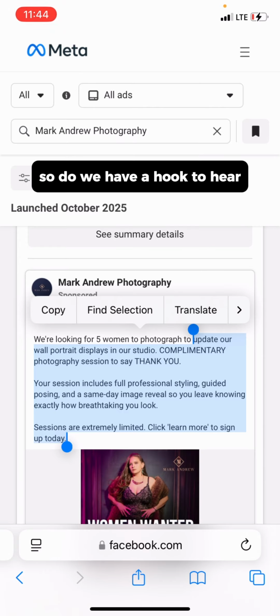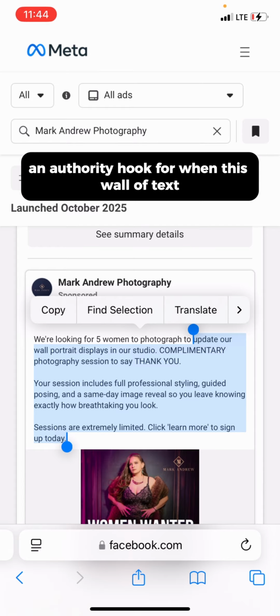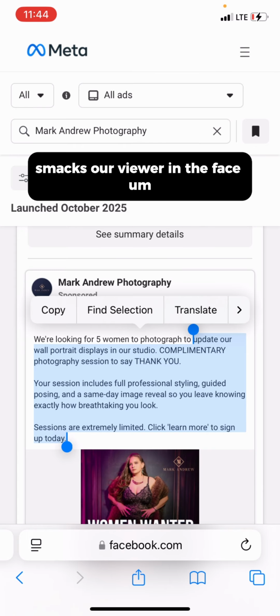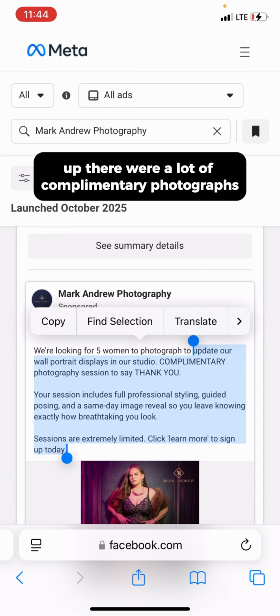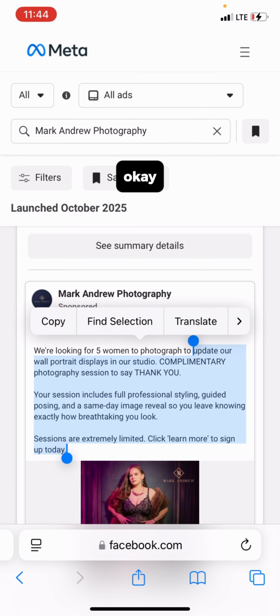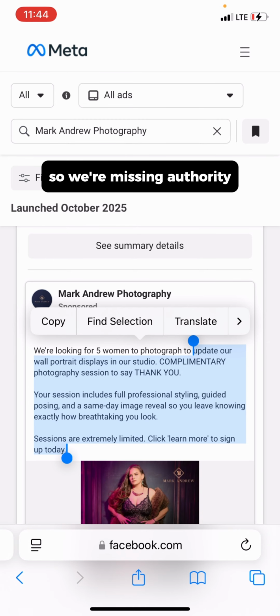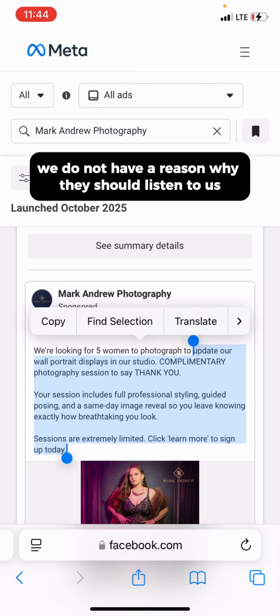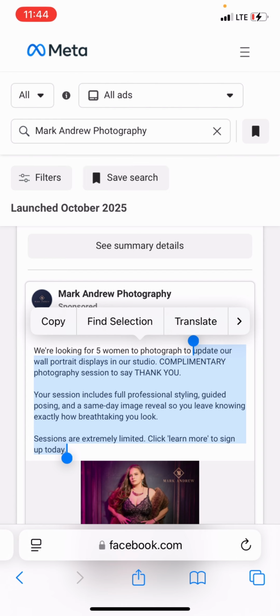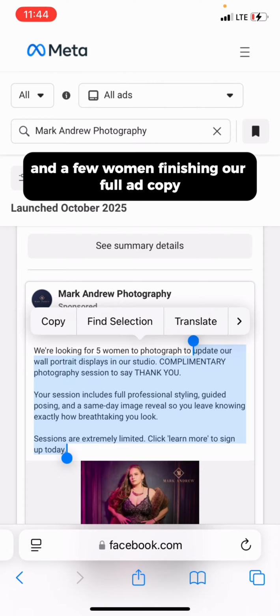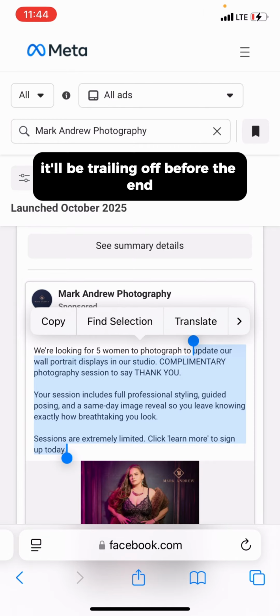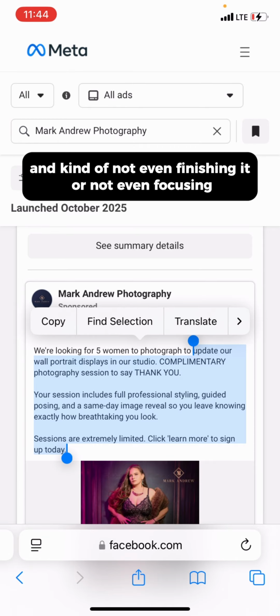So, do we have a hook 2 here, an authority hook, for when this wall of text smacks our viewer in the face? Up there, well, complimentary photographer sessions. Okay, blah, blah, blah. No, so we're missing authority. We do not have a reason why they should listen to us, why they should keep reading. So even though women click the see more to open our ad copy, fewer women finish our full ad copy. They'll be trailing off before the end and not even finishing it or not even focusing.